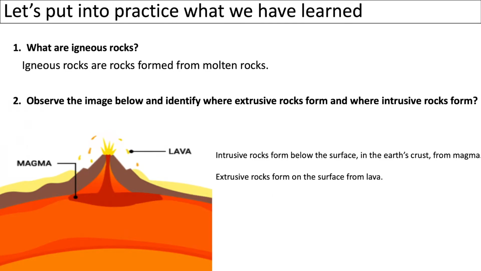What are igneous rocks? Igneous rocks are rocks formed from molten rocks. Where do extrusive rocks form and where do intrusive rocks form? As you can observe in the image, intrusive rocks form below the surface in the earth's crust from magma, and extrusive rocks form on the surface from lava.